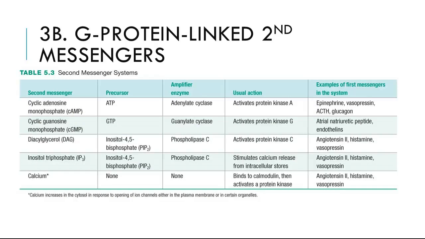So I want to show an example of a second messenger system using cyclic AMP. Instead of going through, your textbook goes over the cyclic GMP pathway, and I think even the PIP2 calcium pathway. But in class I'm just going to go through the cyclic AMP pathway.